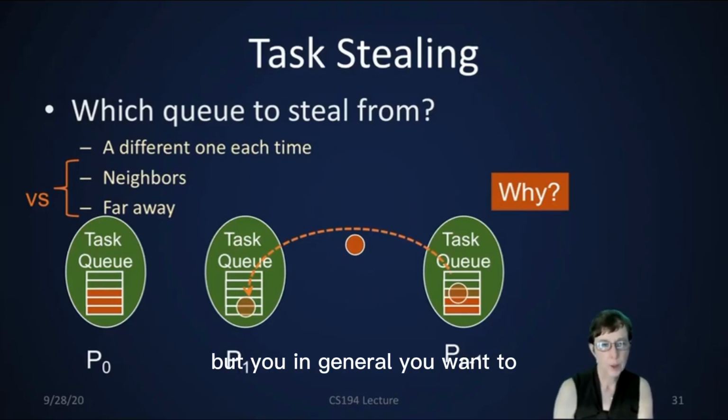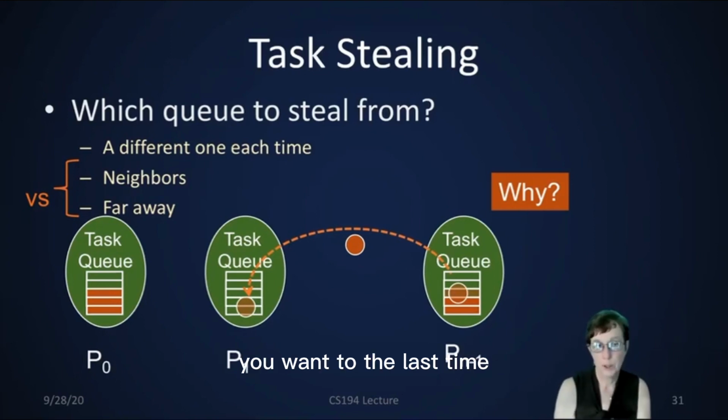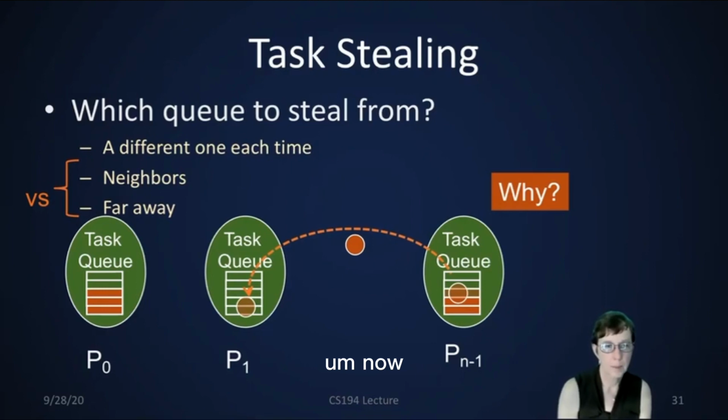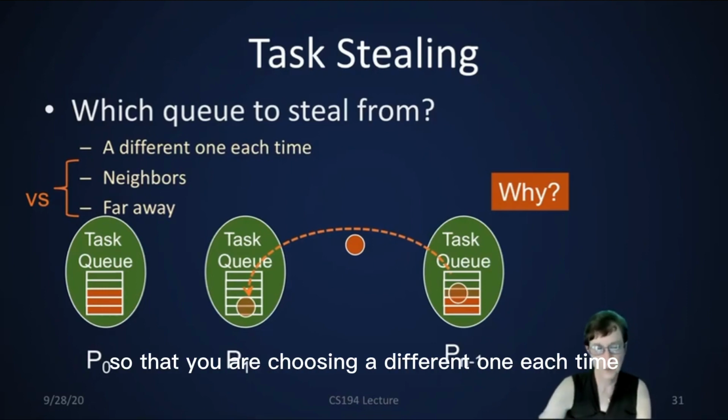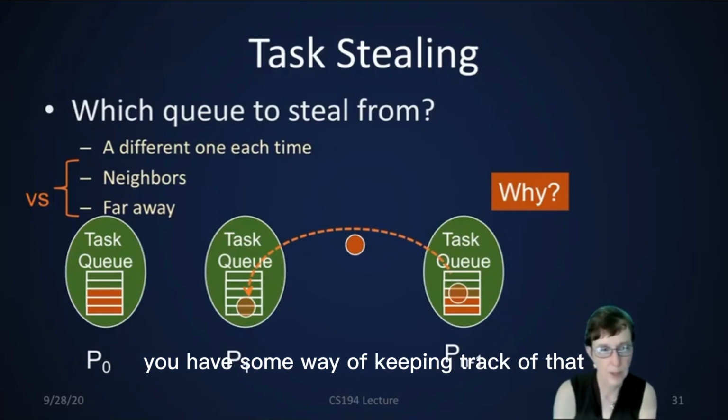in general, you don't want to go to the same processor you went to the last time because they're more likely to be out of work because you just stole from them. Now, given that rule, that just means you need to remember who you stole from so that you are choosing a different one each time. You have some way of keeping track of that.